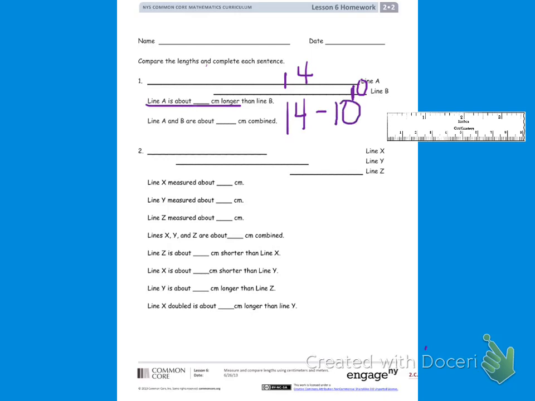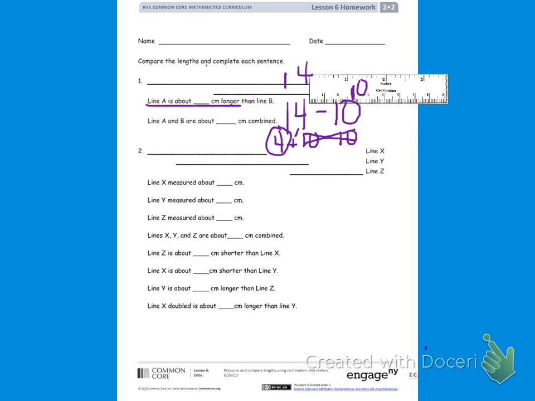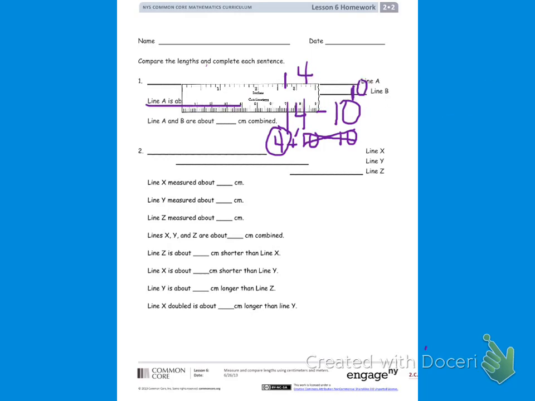When I decompose these numbers, I know that 14 is really 4 plus 10, and I'm going to continue to subtract the 10 on the other side. I can see that 10 minus 10 is 0, and I'm left with 4. The difference between 14 and 10 is about 4 centimeters, and I can see if I used my ruler to measure, and they don't quite line up at the edge, it would be about a 4 centimeter length difference.